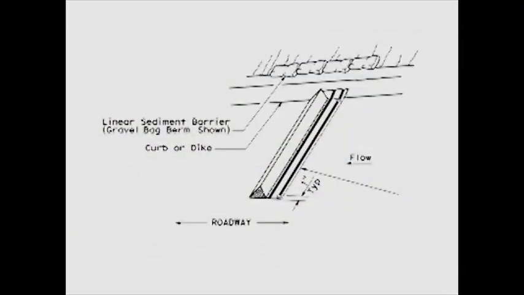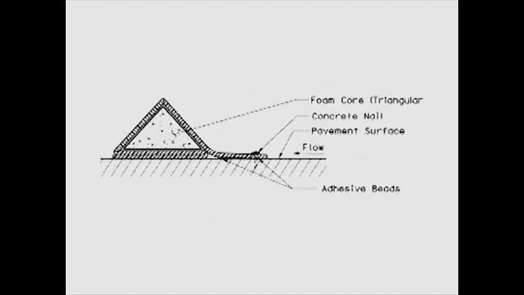Install foam barriers in individual sections adjacent to existing drainage inlets. Securely attach the foam barriers to the pavement according to the angle and spacing information provided in the project special provisions.